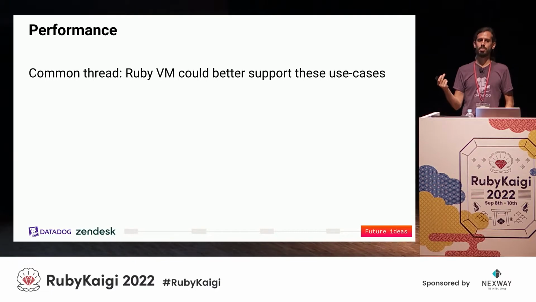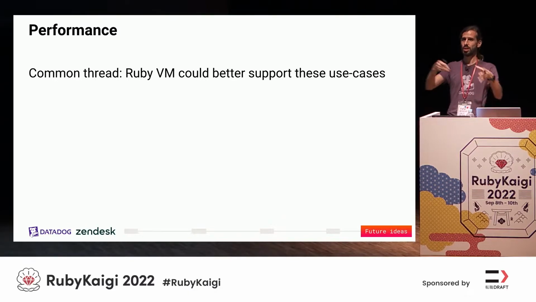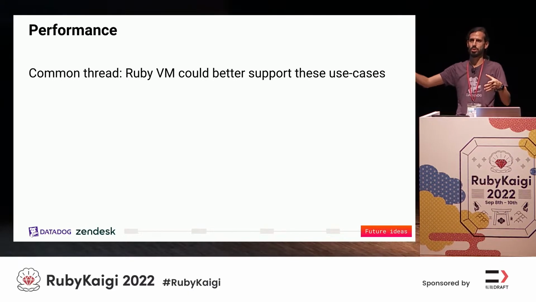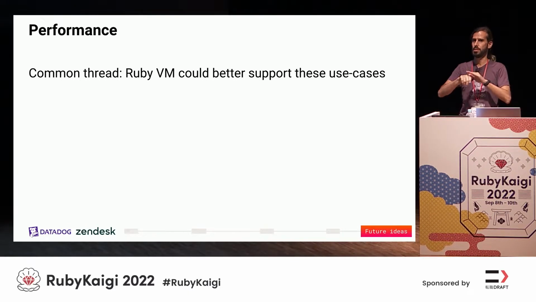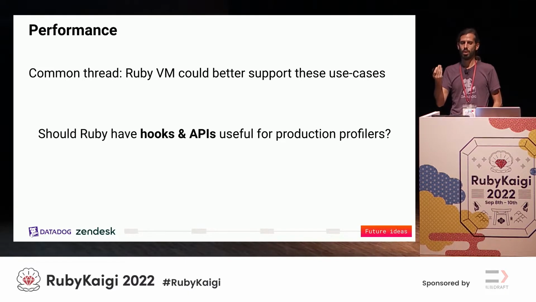So there's a bit of a common thread here, which is it would be really interesting if the Ruby VM could better support these use cases. At this moment, we basically had to build everything on the outside so that you can actually install this on a bunch of Ruby versions, and it will work. Right now, you don't need any patches. You can use it right now with your Ruby, which is our objective.